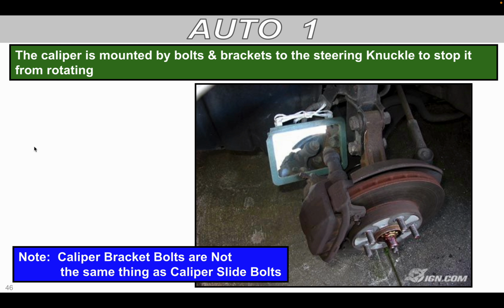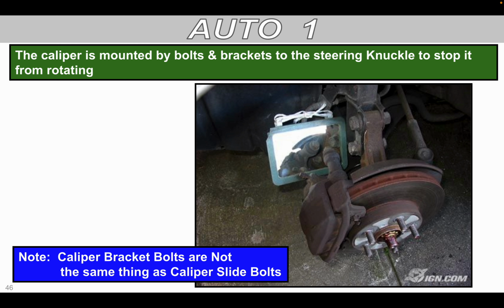All right, the caliper is mounted by bolts and brackets to the steering knuckle to stop it from rotating. So this is critical that you understand this right here. Okay, this was not on the first slide to identify these different parts.